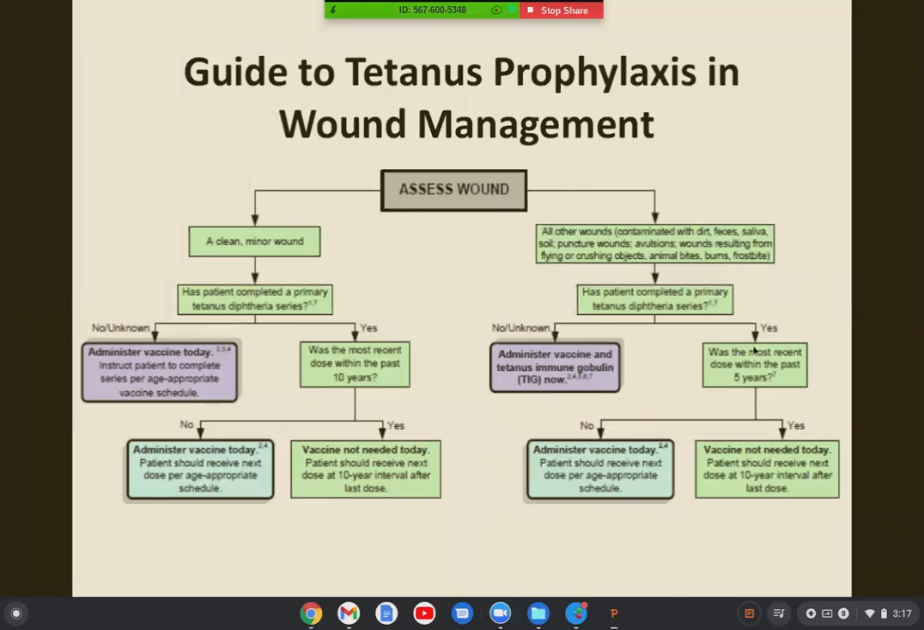If yes, was it done in the last 5 years? If yes, then no more vaccine is needed. If no, we have to administer the vaccine. If the patient or attendant mentions that this was not given, and the primary series itself is not completed, then this is a candidate for tetanus immunoglobulin along with vaccination.